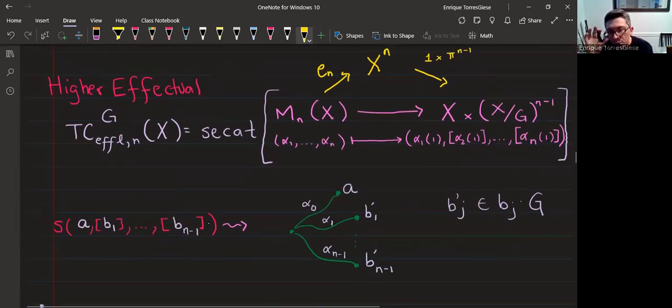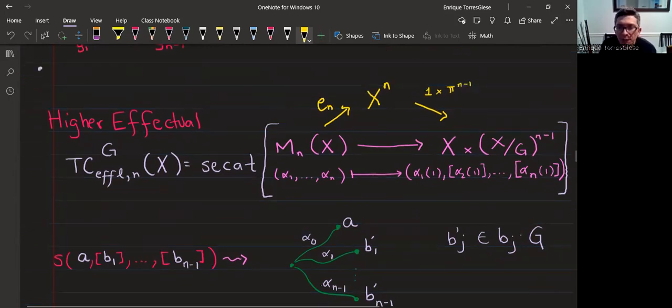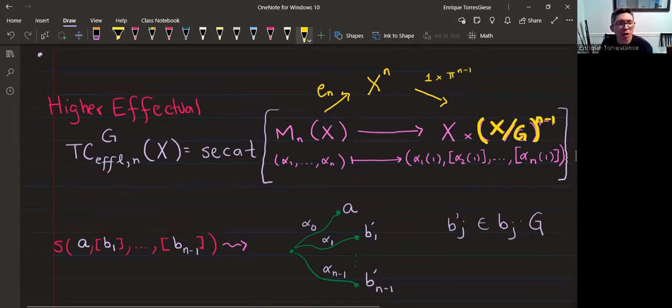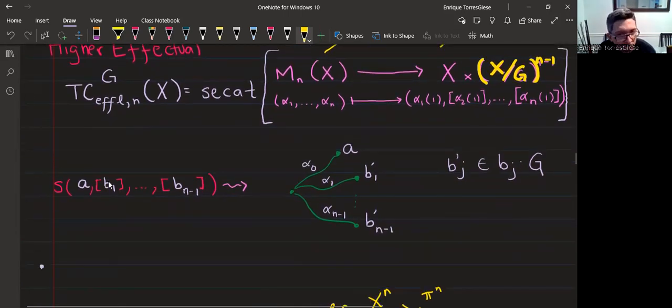Okay, so let me go slightly faster here just to give you a little bit more of the things that we have done recently on these aspects. So how about the effectual one? Well, the effectual one is similar to the construction that we had before. Instead of using only one quotient space X modulo G, we're using n minus one of them. So the idea is in a way similar to what we had before.